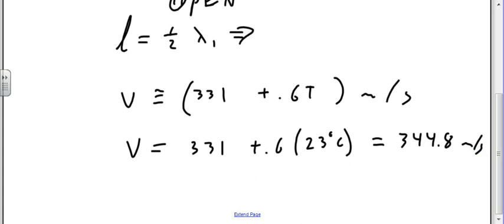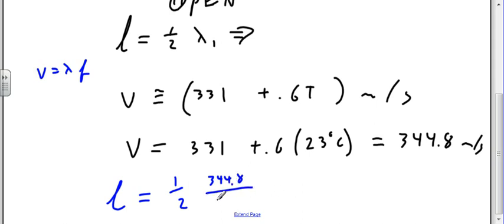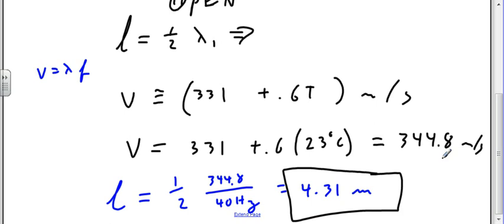meters per second. So the length of the pipe is going to be 1/2 lambda, and lambda, let's see, the speed is lambda f. So lambda is going to be the speed, 344.8 divided by the frequency, 40 hertz, because we're doing this at the fundamental. So it's going to be 4.31 meters for the length of the pipe. And then we'd ask ourselves, do we have 3 significant digits? Well, we might. So we would keep all 3 of them. Okay, that's 40.